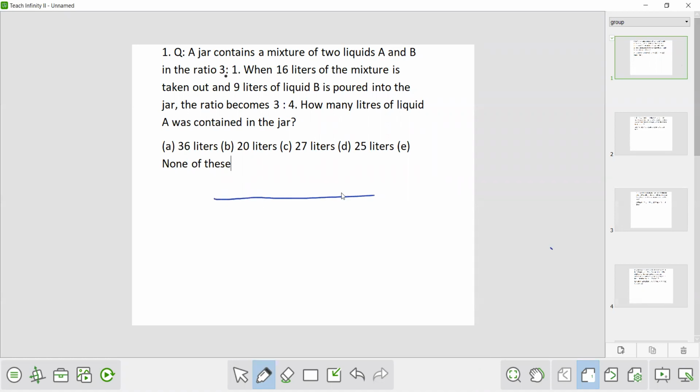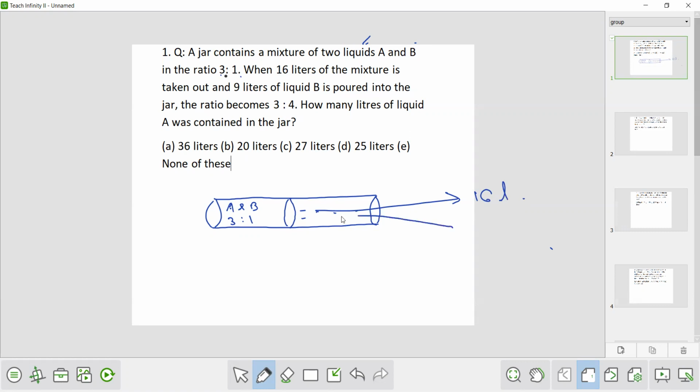Let's say this is a jar. So in this jar there are two liquids A and B contained in the ratio 3 is to 1. So A and B are in the ratio 3 is to 1. When 16 liter of the mixture is taken out, so let's say from here to here, this 16 liter has been taken out, and 9 liter of liquid B is poured into the jar.